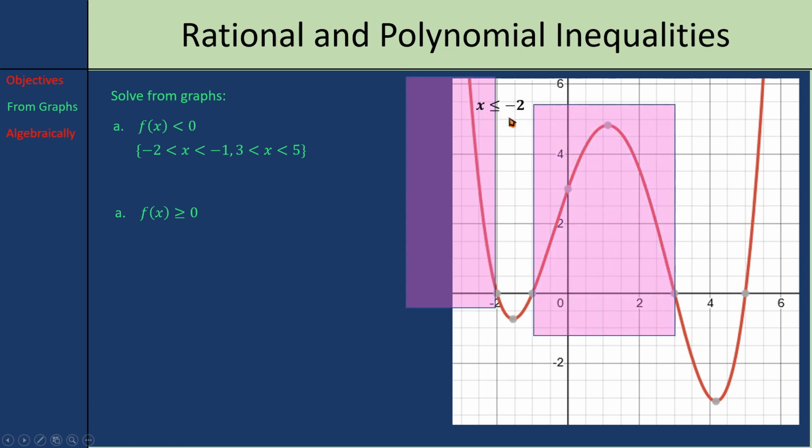Okay. The other section is this one. And your x value is going to be between what? -1 and 3, right? So there it is. x is larger than or equal to -1 and less than or equal to 3. And the last part is when x is bigger than 5. See right there? So x is larger than or equal to 5. So you put it all together and you get the answer.